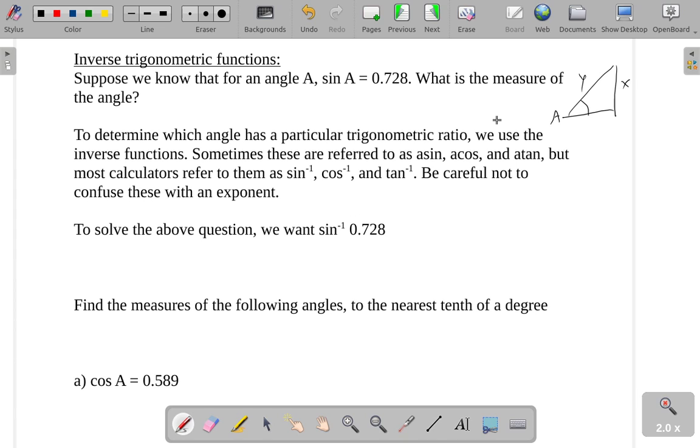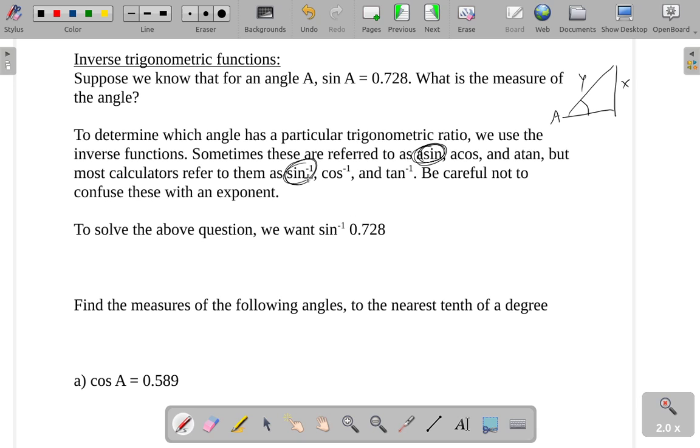Well, to figure out how to do this, I need to basically tell the calculator to go the other direction. Don't take the sine of 0.728, because I want to take the sine of my angle to get 0.728. So what I want to do is take the inverse sine. Sometimes this is called arcsine. Sometimes it's called sine with a -1 there in the exponent. But both of these are referring to the inverse sine.